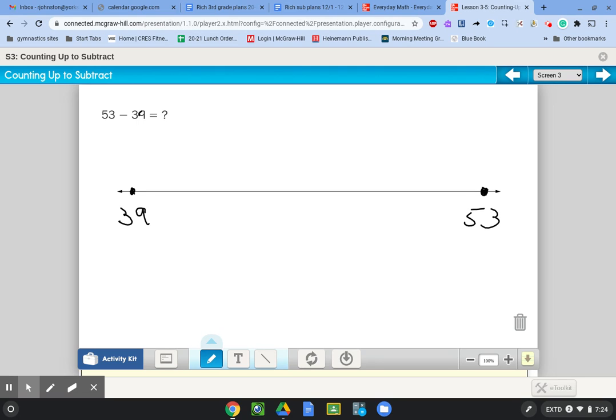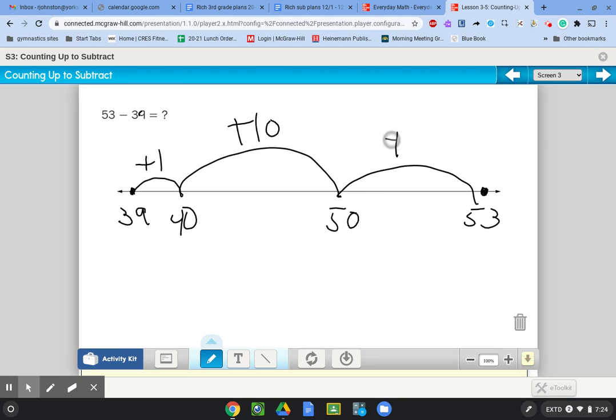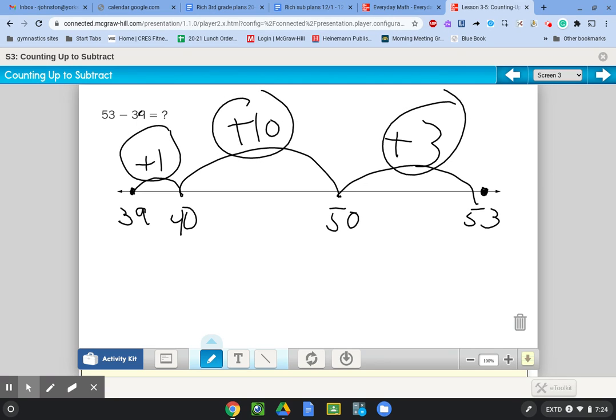Okay, well, one thing I'm noticing right off is that you could just make one little jump to 40 because that's a nice even 10, right? So that would be a plus 1. Now I'm at 40. Well, I can make a big jump of 10 to get to 50, plus 10. And then I know to get from 50 to 53, it's only a jump of 3. And I can add 10 plus 1 plus 3 and get 14. So the difference between 53 and 39 is 14.